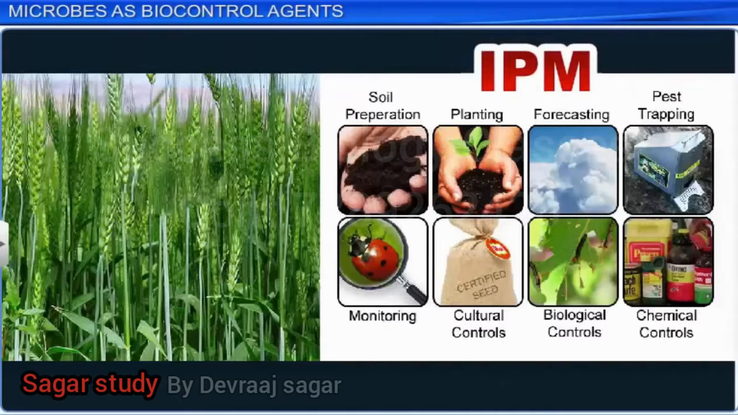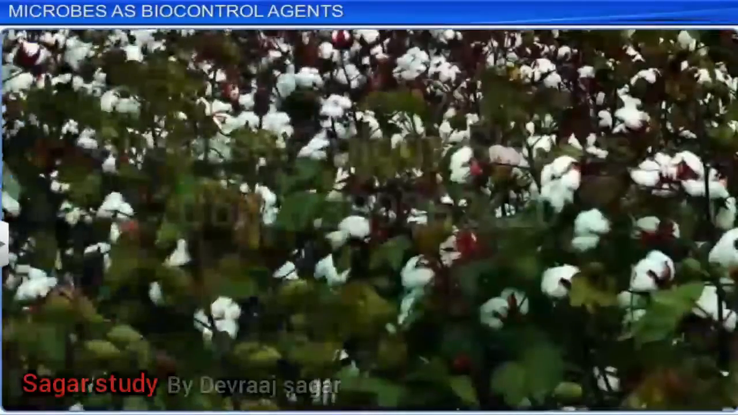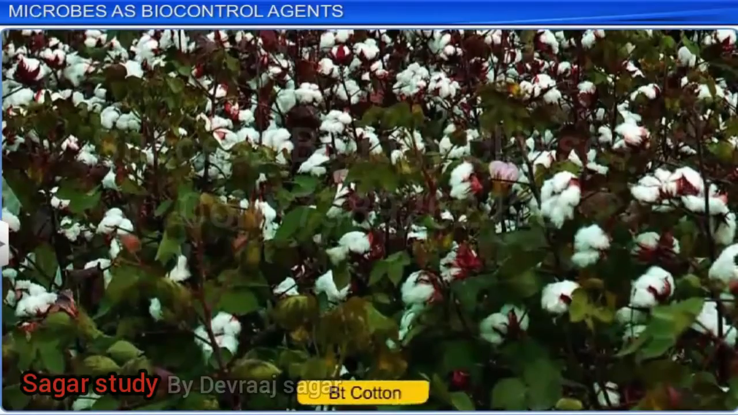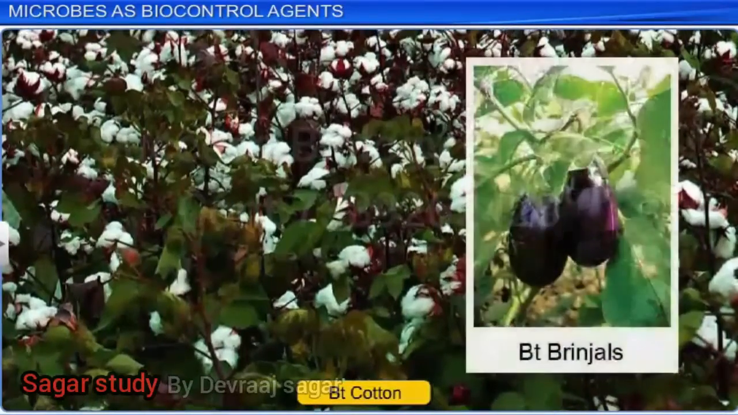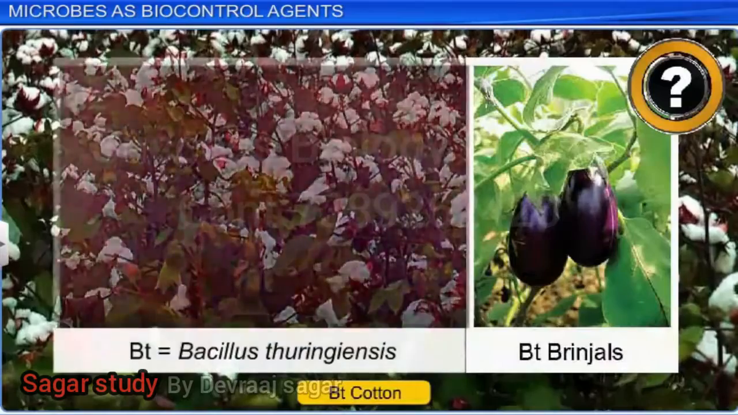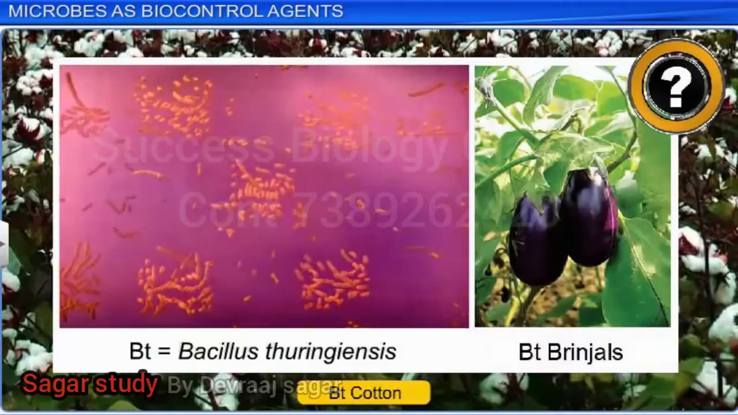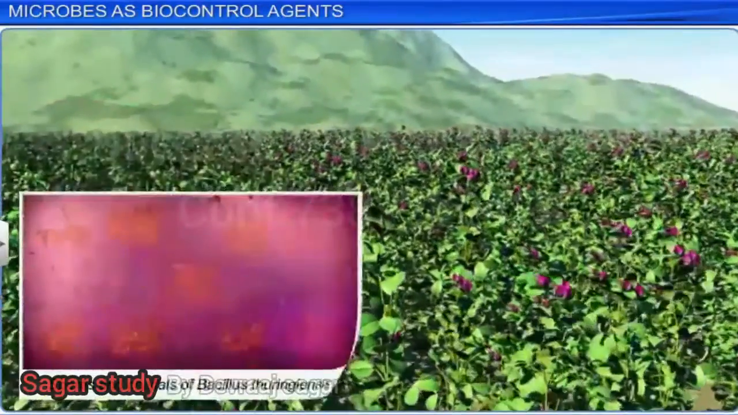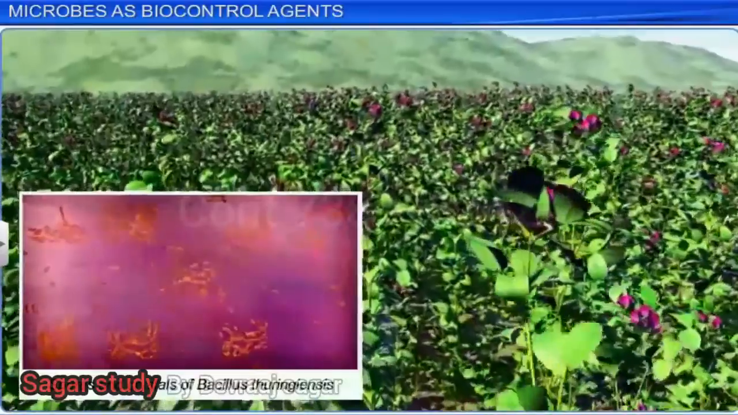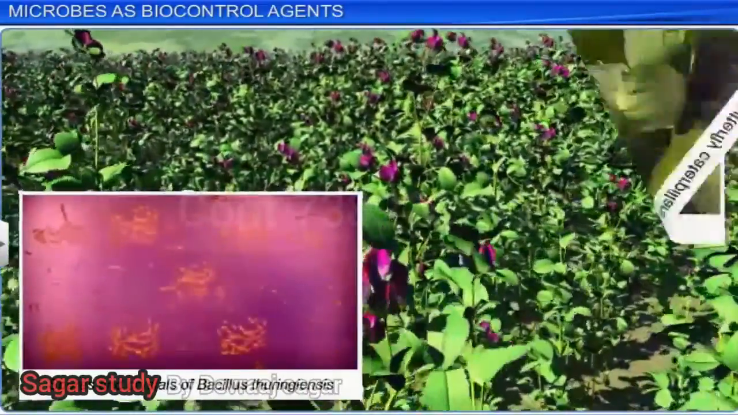IPM is an integrated approach to crop management to solve ecological problems relating to agriculture. It provides an efficient solution to organic farming since it involves biological controls. For example, you may have heard of Bt cotton and Bt brinjal in the news. Did you know that Bt stands for the bacteria Bacillus thuringiensis? Bt is a microbial biocontrol agent that is introduced into fields to control butterfly caterpillars.